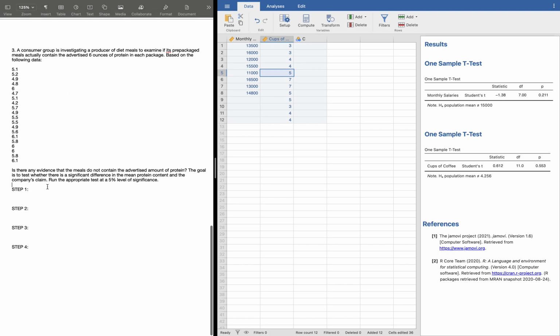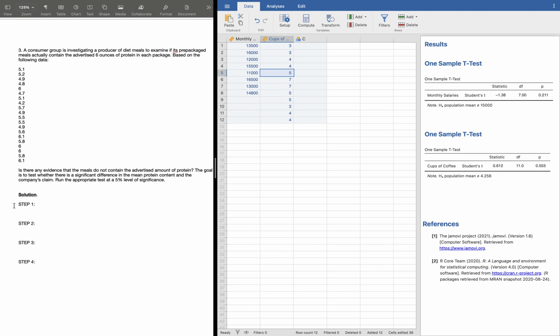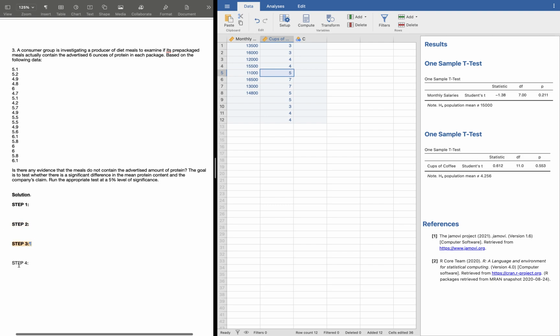Okay, let's fix this first. This is our solution. Step one, step two, step three, step four. Okay, let's go. For step one, before we do that, let's read first.